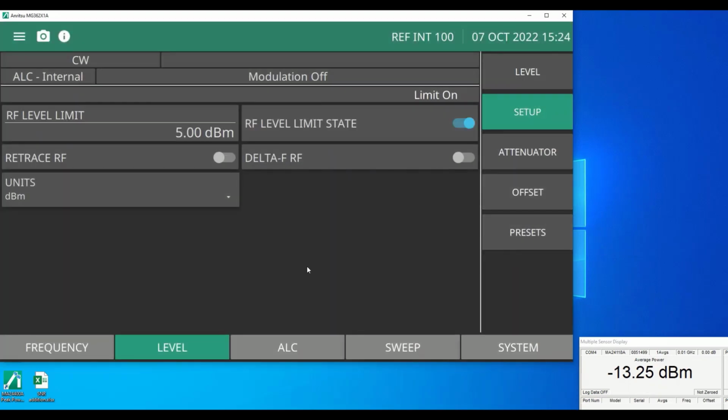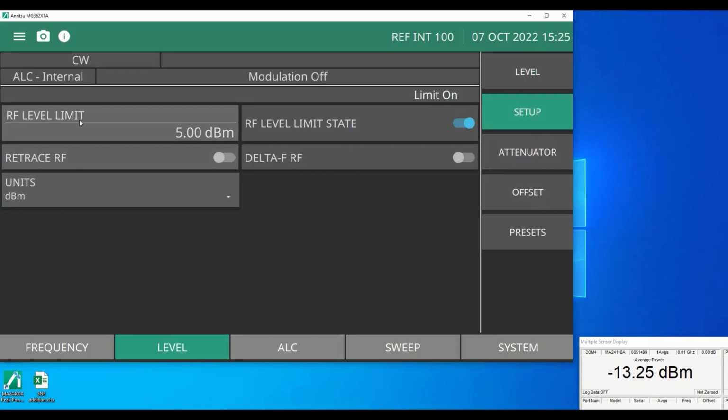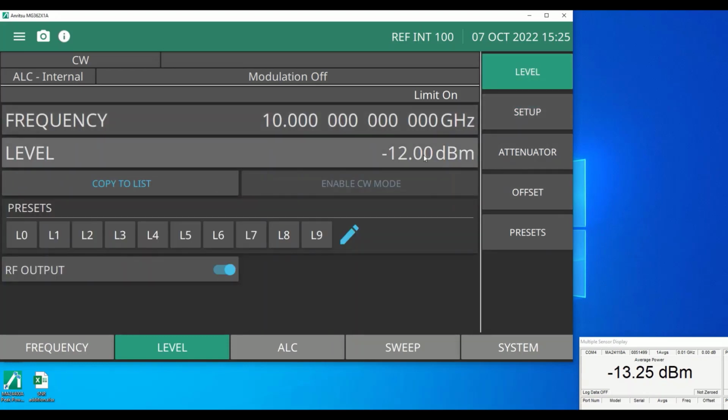So assuming that you never want to exceed 5 dBm output level from Rubidium signal generator, irrespective of what you set here. Let's say you forget and you set this output level to 7 dBm or 8 dBm, and you might end up damaging your device at those levels. So you want to avoid that, and once you set this RF level limit and you switch on the limit state, Rubidium signal generator ensures that its output never goes above 5 dBm, even when you set this output level to 7, 8, 9, or 10. So that is a very useful feature for customers who usually test high power amplifiers, and they don't want to get into that zone which permanently damages the device.